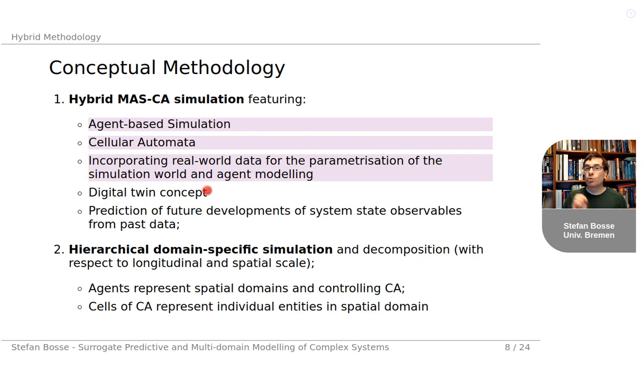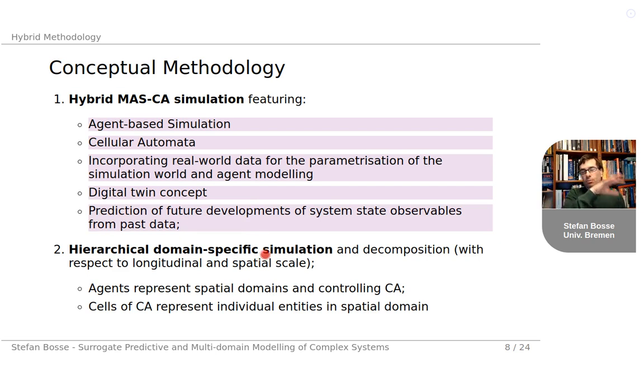And we incorporate real-world data for the parameterization of the simulation world and the agent modeling, including the cellular automata. We use a digital twin concept. This is not explained here, but it's part of our work. The digital twin concept means we use real-world data to create agents in the simulation world, but related to data from specific entities in the real world. That means, for example, we're performing a micro-survey, humans answer this survey, and we can derive parameters of the behavior model of agents. This is meant with the digital twin concept. And finally, prediction of future developments of system state observables from past data.